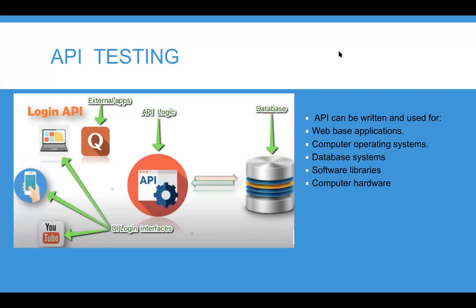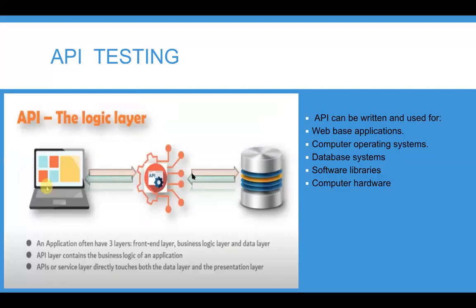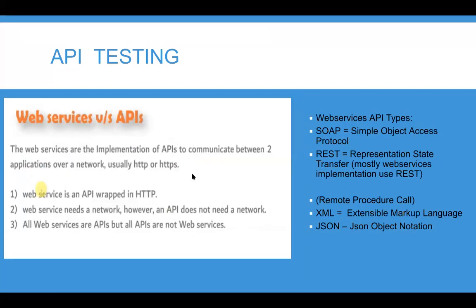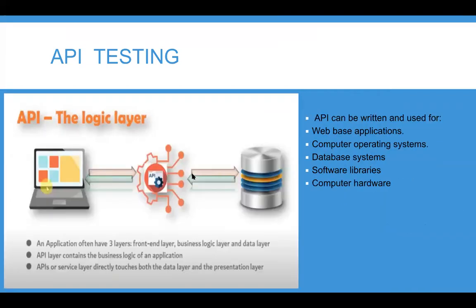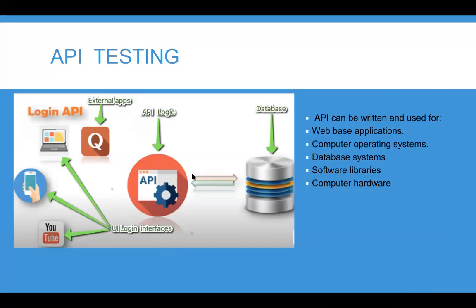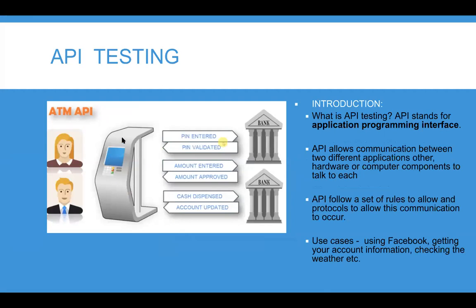Going back to my explanation earlier, I showed you a cash machine and your bank. If you can see my cursor, it's just a communication between the cash point and your bank. In between, when you verify your PIN, you are talking to an API.